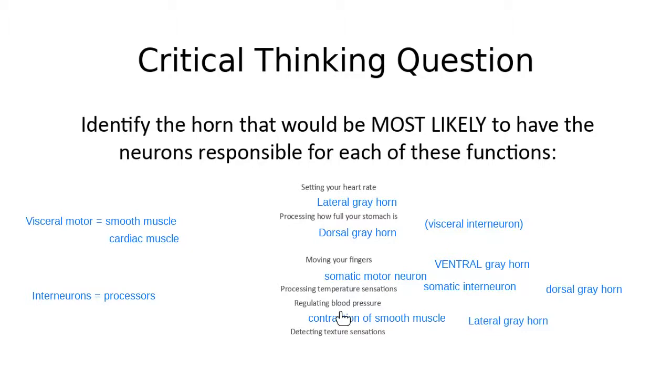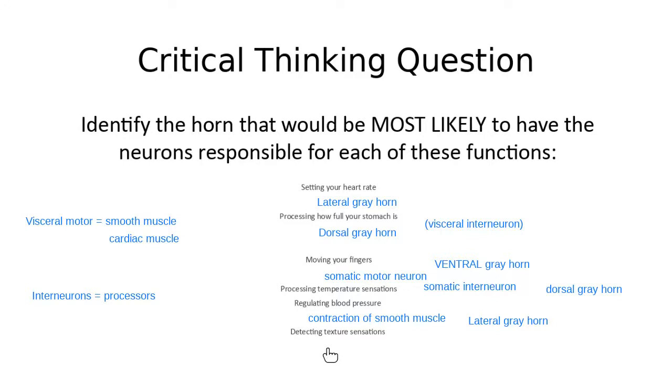So when we're talking about something like your blood pressure, your heart rate, or making your stomach or your intestines contract, all of those kinds of functions are regulated or controlled by neurons that live in the lateral gray horn. When we talk about something like moving skeletal muscle, moving your fingers, your toes, your torso, all of that is functions that neurons in the ventral gray horn do.